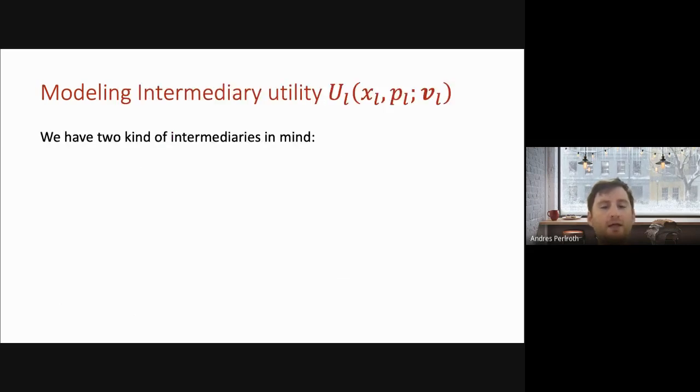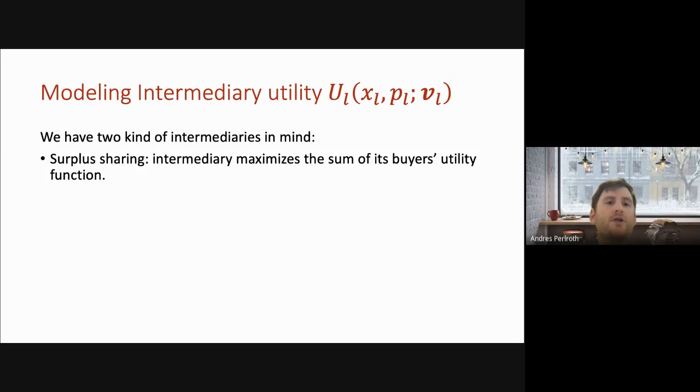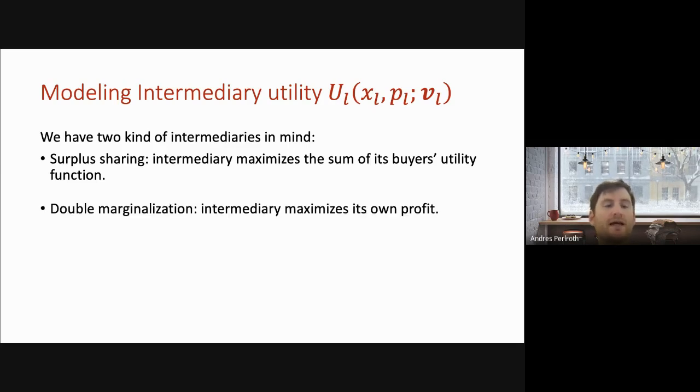So we have two main interactions in mind. The first one is the surplus sharing intermediary. In this situation, the intermediary wants to maximize the sum of the utilities of the buyers he or she represents. And the second instance that has been widely studied is the case where the intermediary wants to maximize its own profit, and therefore acts as a profit-maximizing broker.